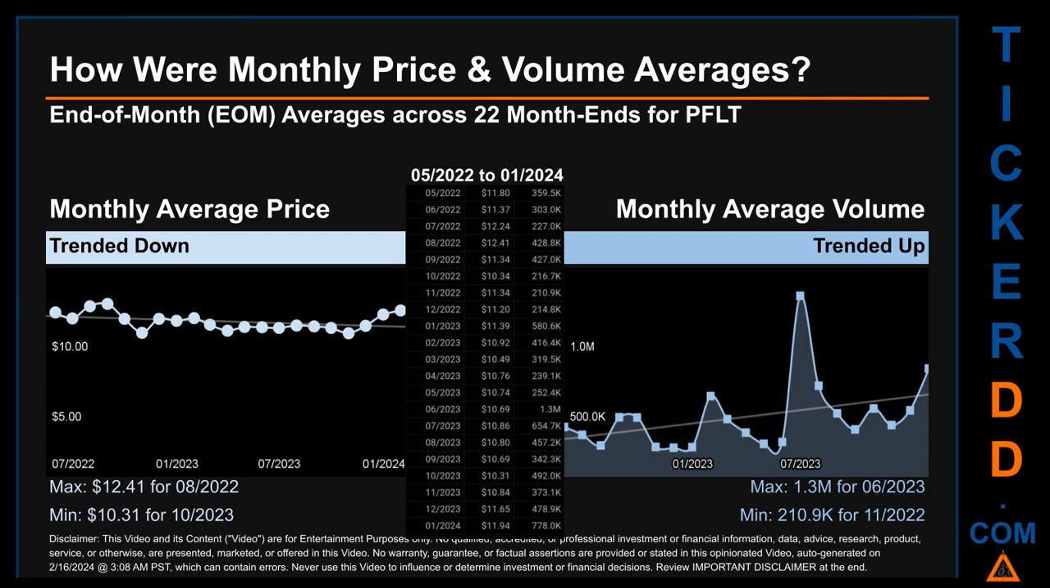How were price and volume averages for PFLT? Across 445 trading days, there were a total of 22 month ends, of which monthly averages for daily price and volume were calculated. Overall, monthly price average trended down while monthly volume average trended up. The maximum end-of-month average price was $12.41 for 08/2022 while the minimum was $10.31 for 10/2023. Looking at volume, 06/2023 and 11/2020 respectively saw the highest and lowest monthly average volume at 1.3 million and 210.9 thousand.